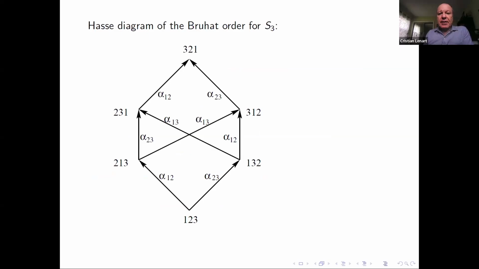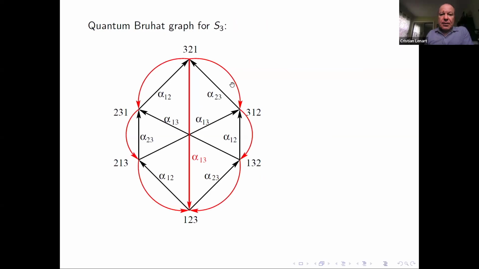So for the symmetric group S3, here we have the covers of the Bruhat order. We have the identity at the bottom, length 0, and the longest permutation at the top, and the covers of the Bruhat order with the respective labels. And then we add these downward edges. So for instance, if you take the longest permutation, 3 2 1, you exchange 1 and 3, you get the length 0, 1, and that's a large drop. So you have an edge in the quantum Bruhat graph.